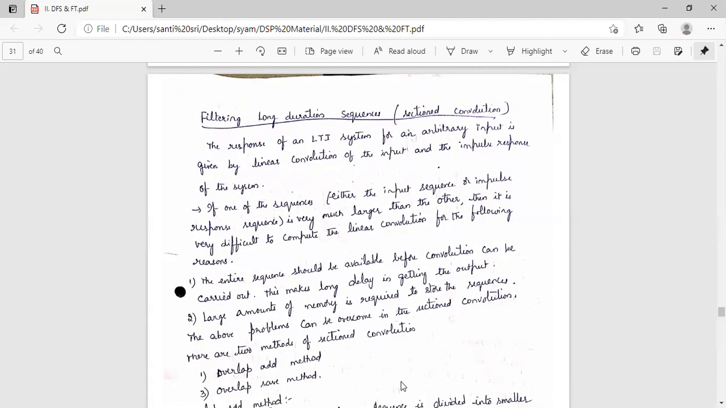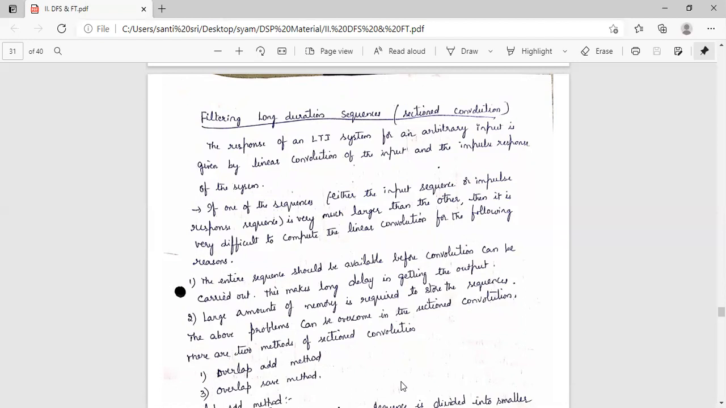The response of an LTI system for an arbitrary input is given by a linear convolution of the input and the impulse response of the system. As we already know, the response is nothing but x of t convolved with h of t, or x of n convolved with h of n, that is nothing but the sum over k equal to minus infinity to infinity of x of k into h of n minus k. We have already done a problem based on this formula.